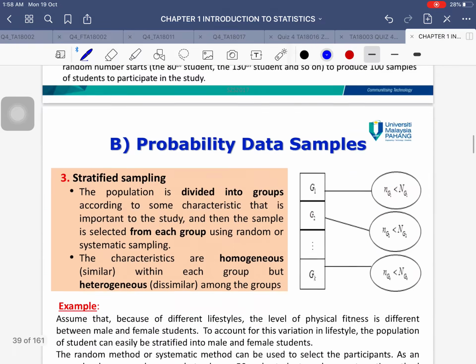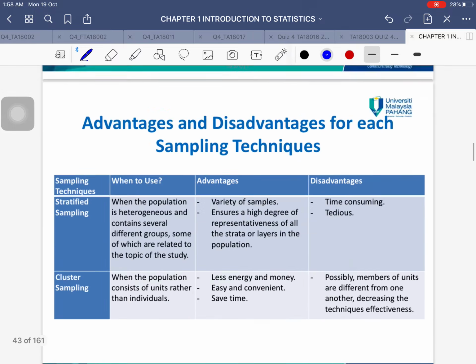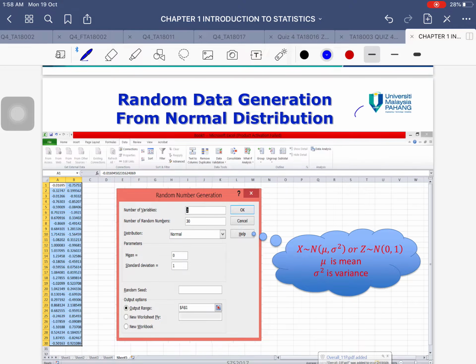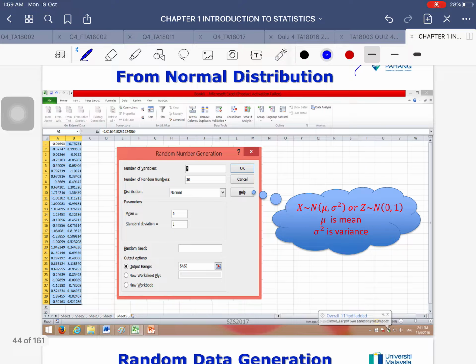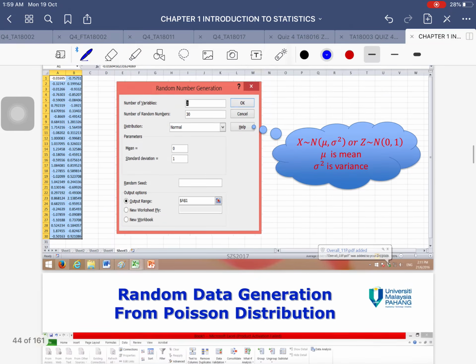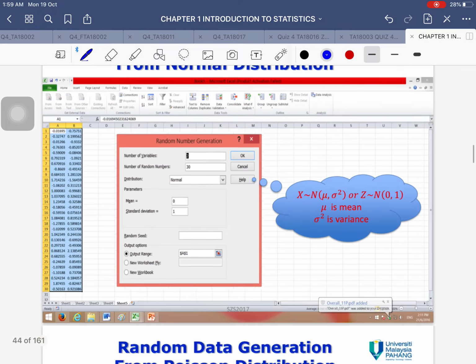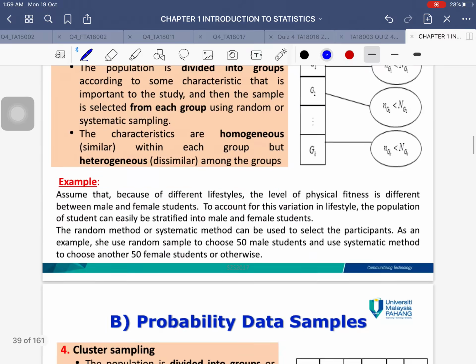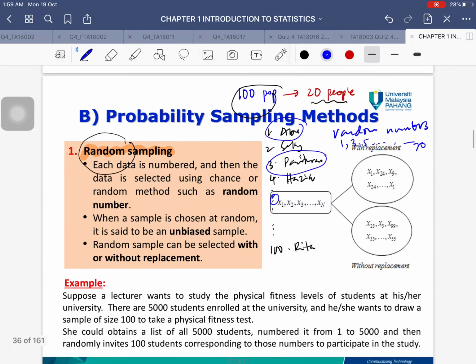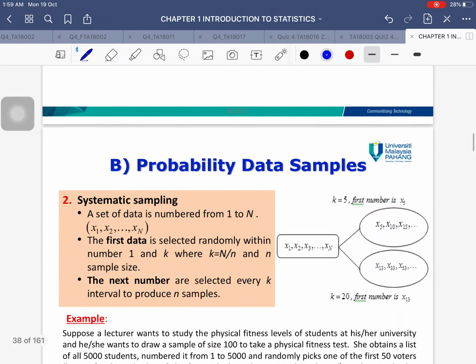So this is an example of how random numbers are generated. Where is it? I think it's somewhere down here. How to generate random numbers. Yes, see, this is how you do it. The software basically just comes up with numbers for you. You can try that for yourself later. So that's the first, random sampling.